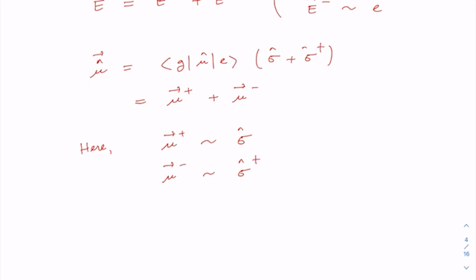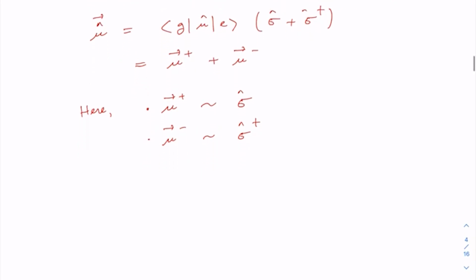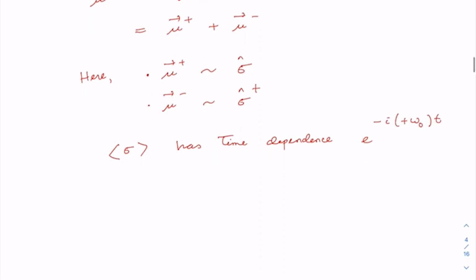Why is the time dependency here the positive frequency part, and here the negative frequency part? The reason is that it can actually be shown that the expectation value of the atomic lowering operator has time dependence e^(−iω₀t), where ω₀ is the atomic transition frequency. Similarly, we can show that σ† has time dependence e^(+iω₀t).